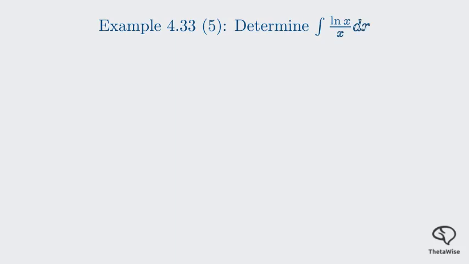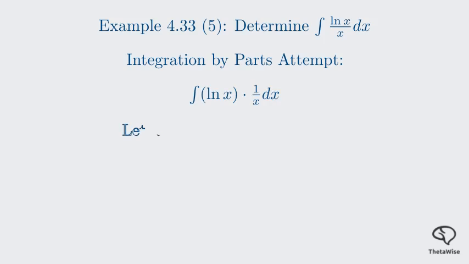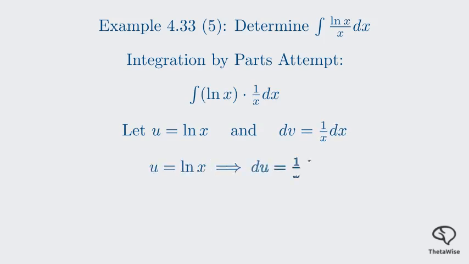designed to see if you can recognize a simpler method. The question is to find the integral of ln of x divided by x. Let's start by trying to use integration by parts, as we have been doing. We can rewrite the integral as ln of x times 1 over x. Using ILATE, we set u equals ln of x and dv equals 1 over x dx. This gives us du equals 1 over x dx and v equals ln of x.